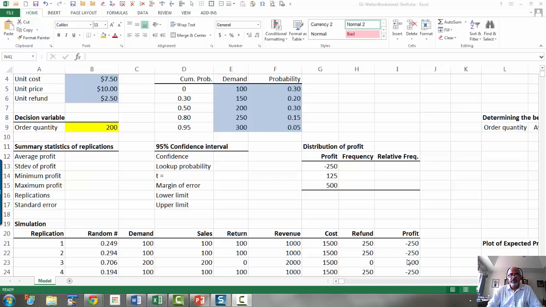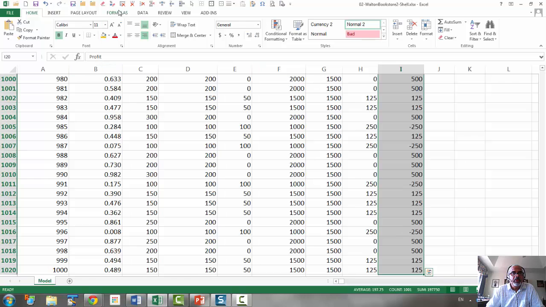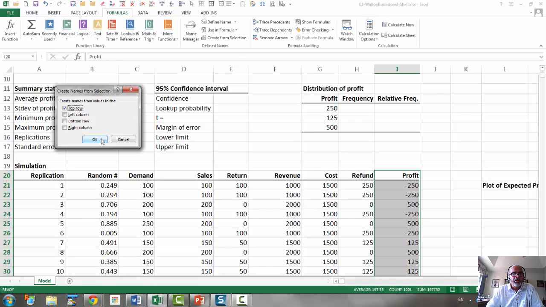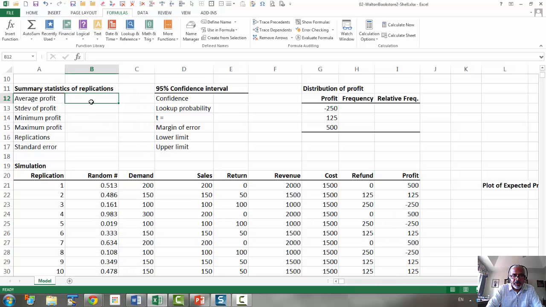Now that we have 1000 replications of this decision of ordering 200 calendars and the demand being from this probability distribution, we can collect some summary statistics from these replications. Let's give a name for this profit column. Then the average profit is AVERAGE of profit. So that will give you the average.